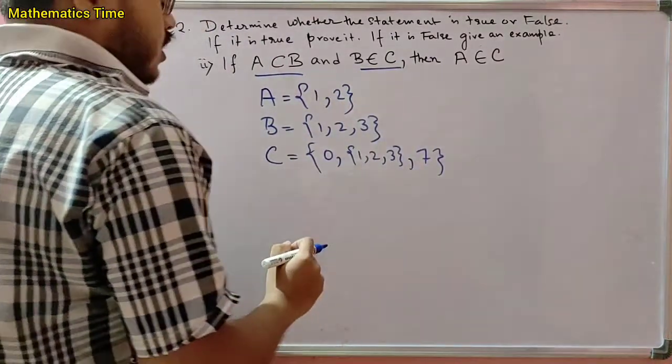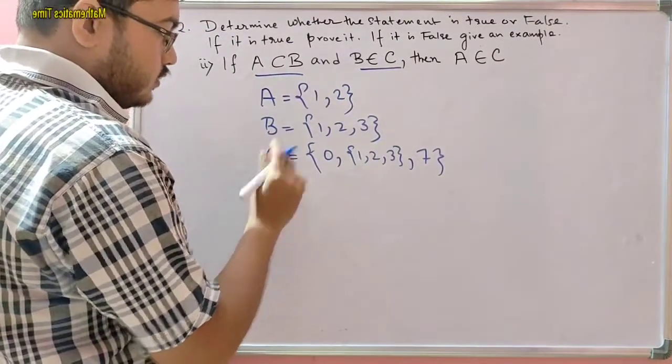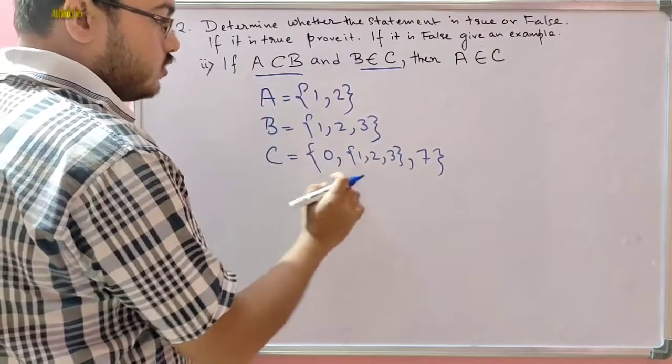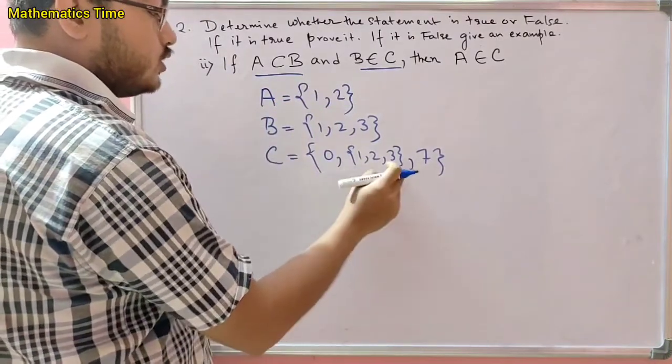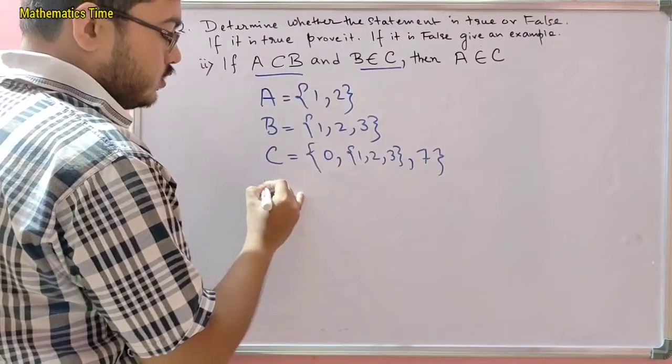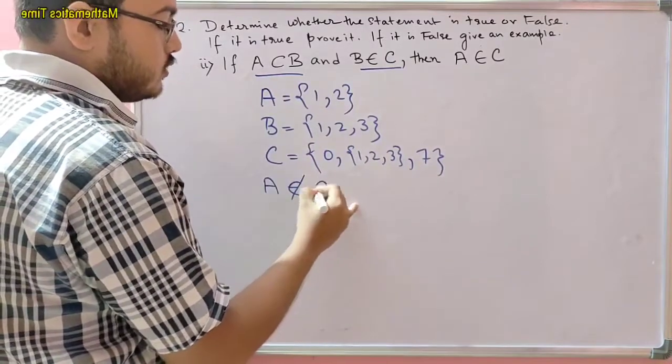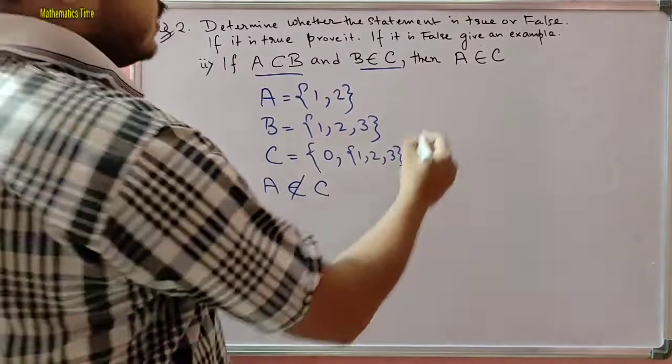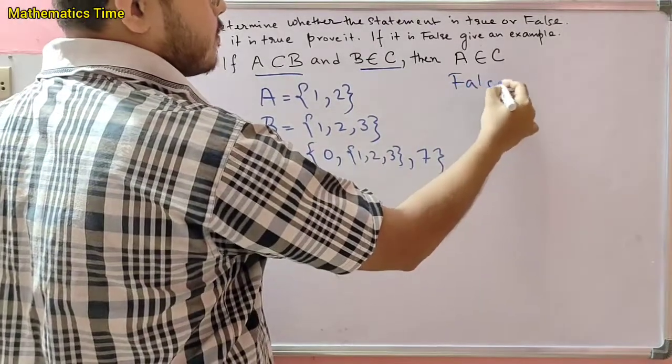Now we see that the set {1, 2} is not present in C. The combination of elements, the set {1, 2, 3}, is present, but {1, 2} is not present. So we can write A does not belong to C. So the statement is false.